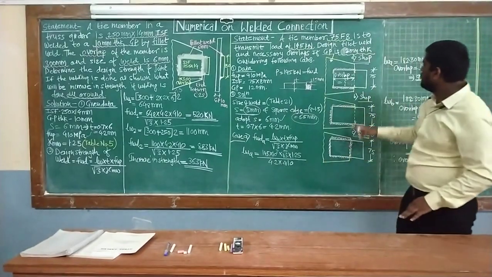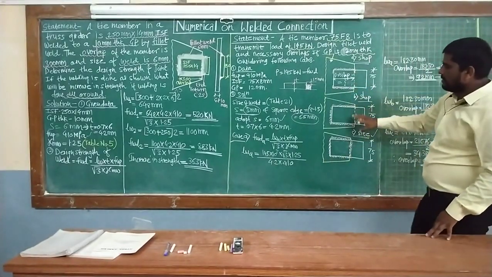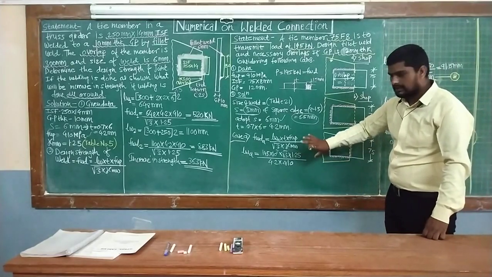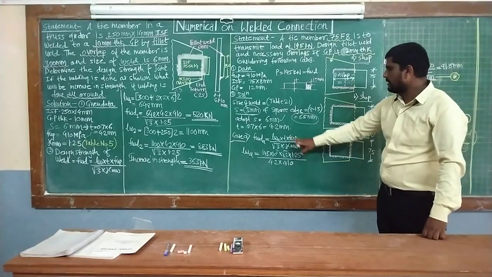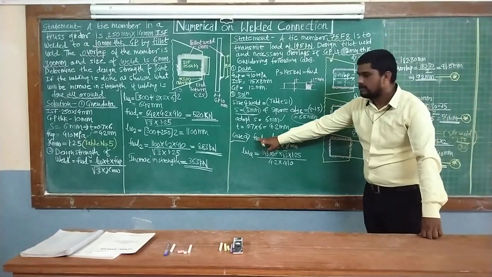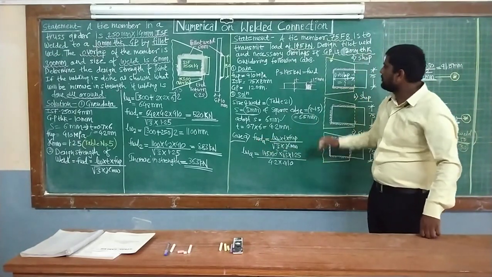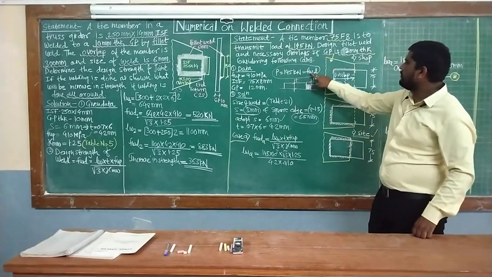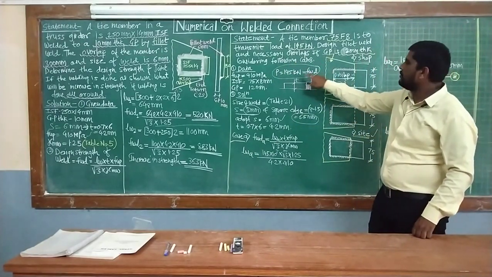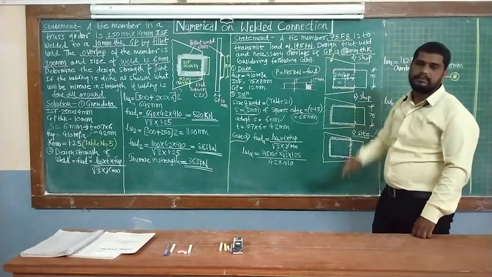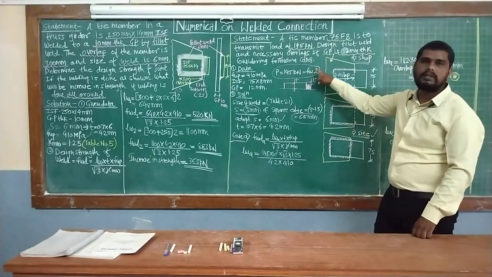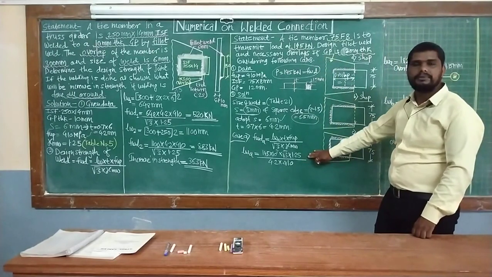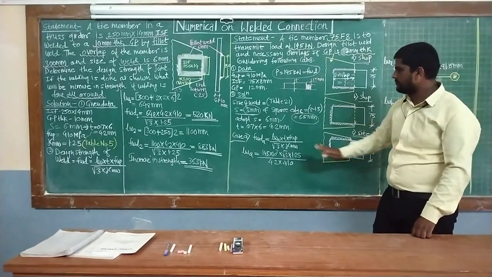Now here we are going to find out the length of the weld. The design strength of the weld is already given, that is P equal to FWD equal to 145 kilonewton. This force or load or strength of this weld is already given. From that we are going to find out the length of the weld.